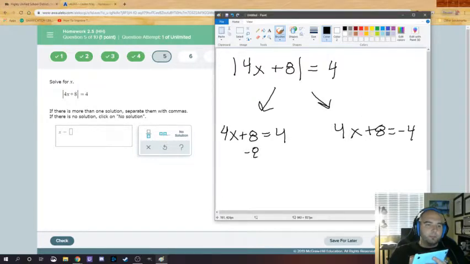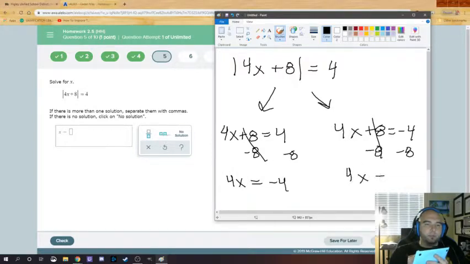Okay, then we got a minus 8 on both sides. And if I do that to the left equation, it's fair game to do it to the right equation at the same time. You're doing the same process, so might as well just write it twice. So 4x equals negative 4, because 4 minus 8. And over here we're going to get 4x equals negative 12, because negative 4 minus 8. These each need to be divided by 4. That gives me x equals negative 1. And over here when I divide by 4, that gives me x equals negative 3.